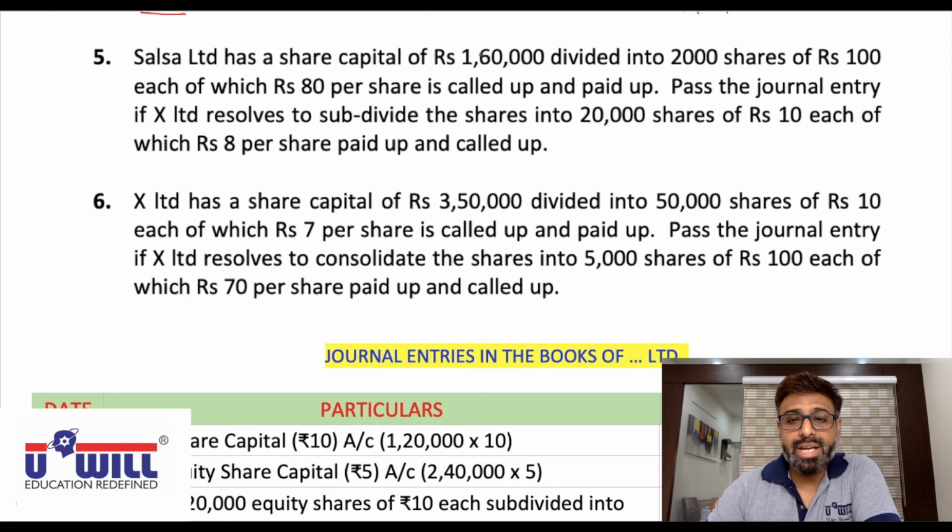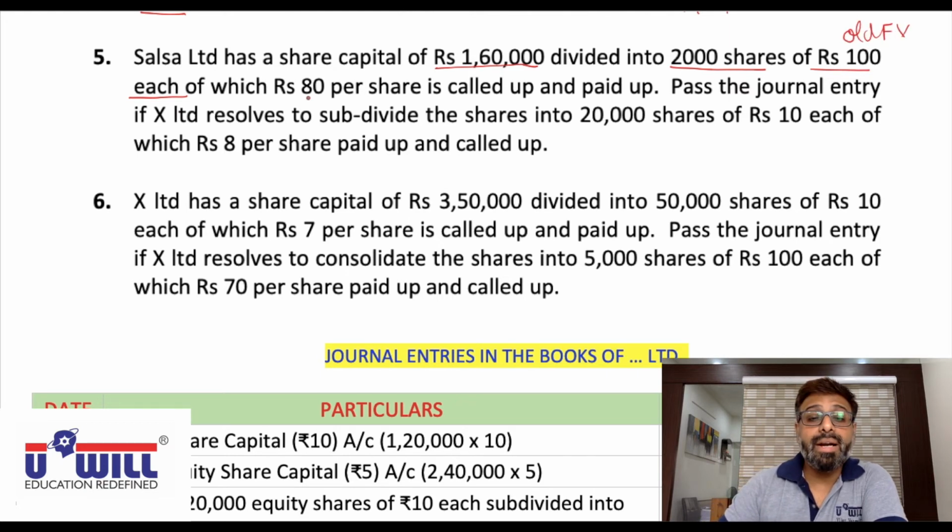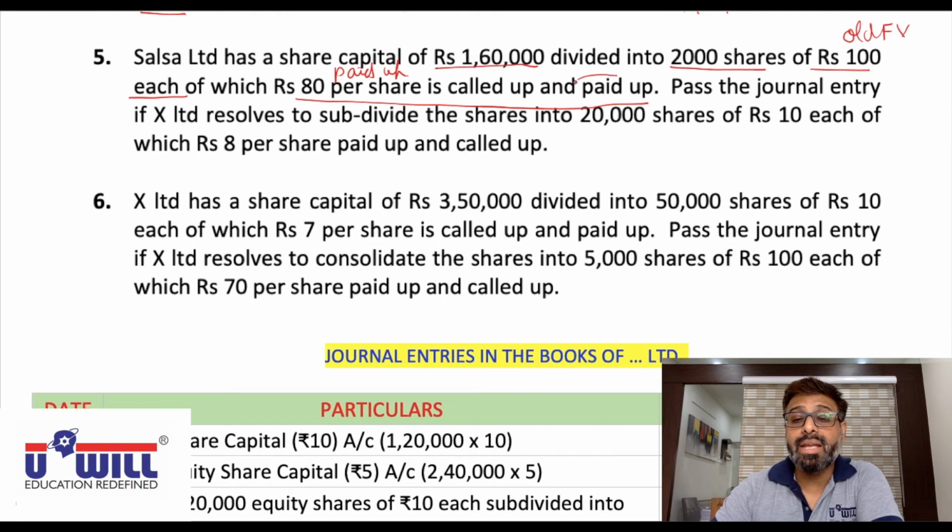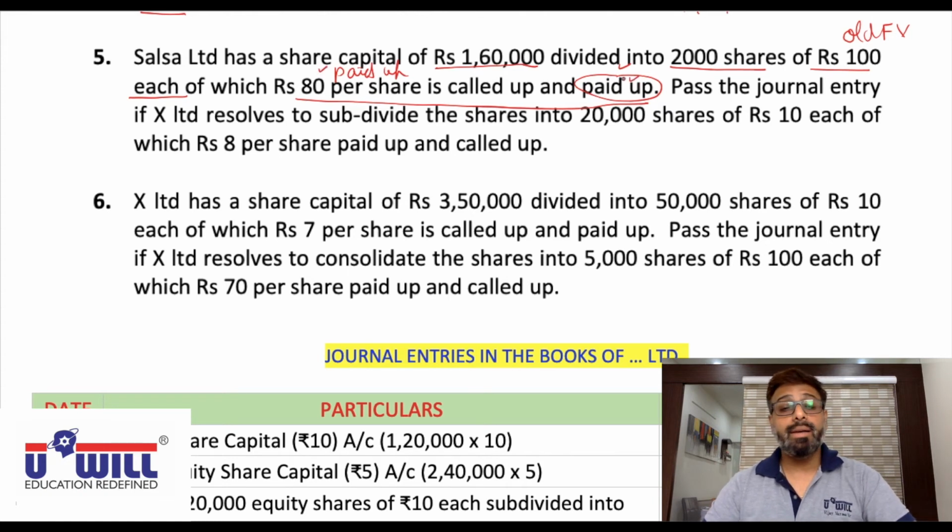Salsa Limited has a share capital of rupees 1,60,000 divided into, you're already given the number of shares, 2,000 shares of rupees 100 each. 100 mark as old face value, but 80 per share is called up and paid up. So what is 80? 80 is the paid up value. Company has not made the final call of 20 rupees. Company has called from shareholders 80 rupees and they have paid 80 rupees. Maybe the final call of 20 rupees is still pending to be collected by the company. And that's why 2000 into 80 value is 1,60,000.